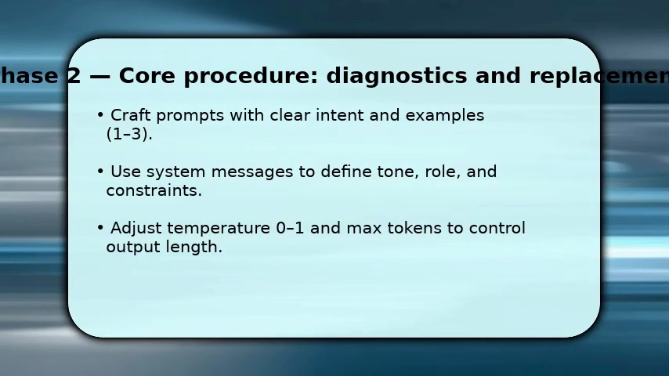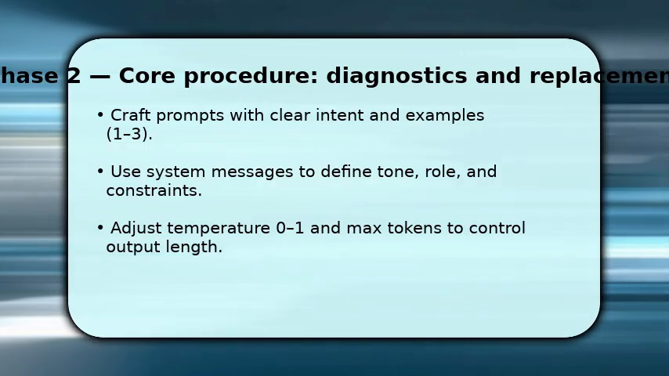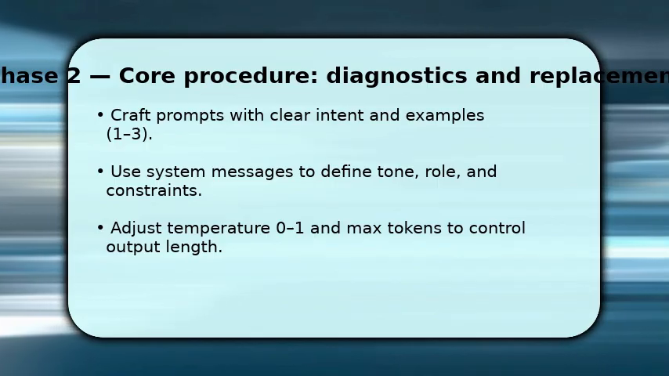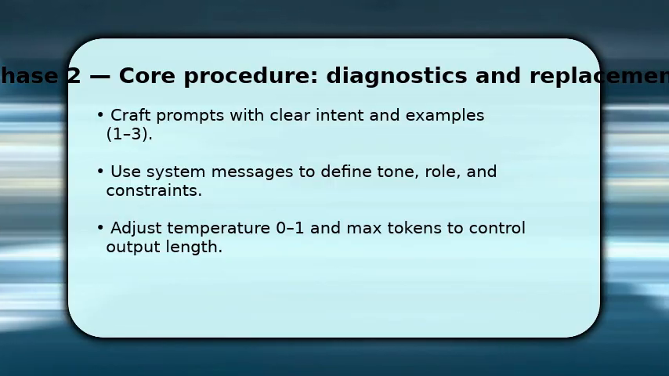You now focus on crafting prompts and controlling outputs. Start with a clear instruction and give 1-3 concise examples so the model learns your pattern quickly. Then use system messages to lock in tone, role, and constraints. This prevents drift during long sessions. After that, tweak temperature between 0 and 1 to trade creativity for consistency and set max tokens to cap length. Once these controls are in place, run a short test, inspect results, and iterate until outputs match your intent.